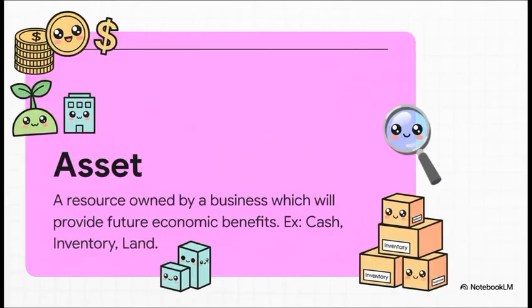Okay, first up, assets. The easiest way to think about assets is this. It's all the stuff the business owns that has value. Simple as that. That could be cold hard cash in the bank, inventory on the shelves, or even big ticket items like land and buildings. If the company owns it, it's an asset.